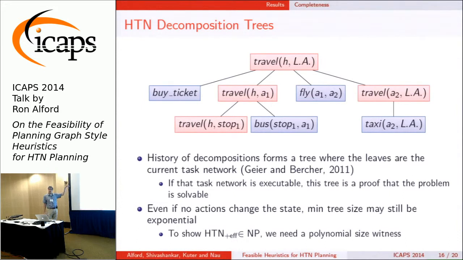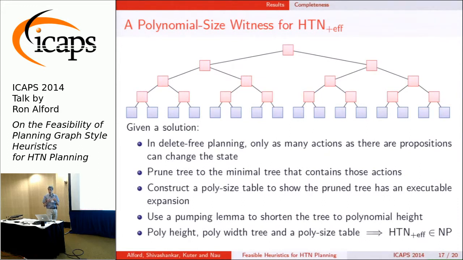We can't use this directly to prove that HTN planning is in NP, because this may be exponential in size, and we need a polynomial-size witness that we can check in polynomial time to prove that it's in NP. So for every problem that's solvable, we need a polynomial-size witness. Say we're given a solution to an HTN planning problem. We know this is a full decomposition tree, and it may be exponential in size.